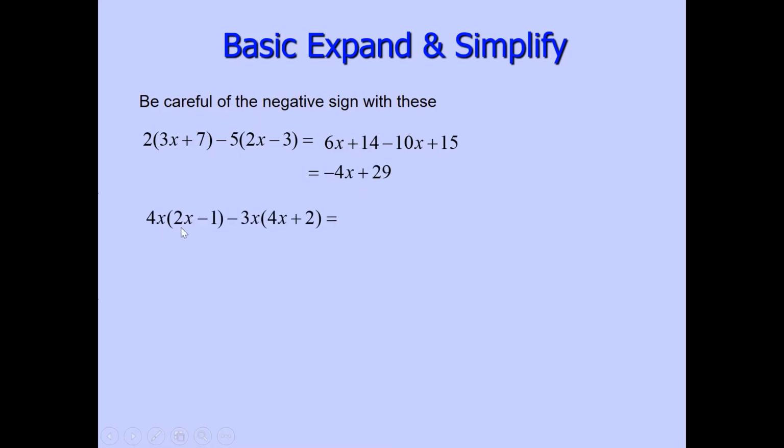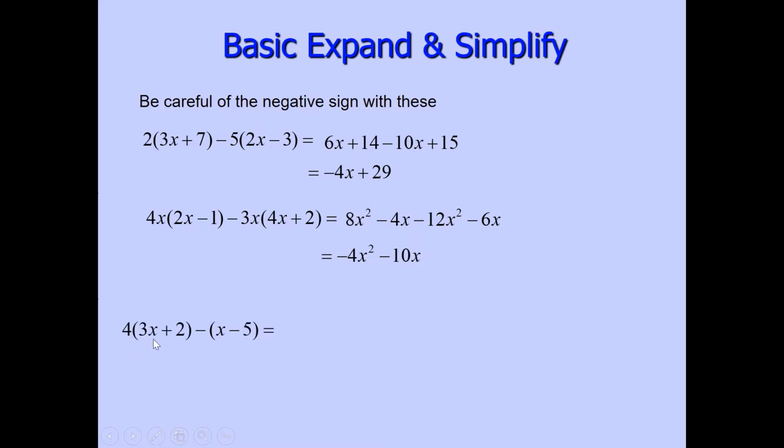Second one here, so 4x into 2x, so 8x squared, and then 4x times negative 1 is negative 4x, and then negative 3x times 4x is negative 12x squared, and negative 3x times 2 is negative 6x, and then collect like terms. So we get 8x squared minus 12x squared is minus 4x squared, and minus 4x minus 6x is minus 10x. So please be careful with the negative numbers.